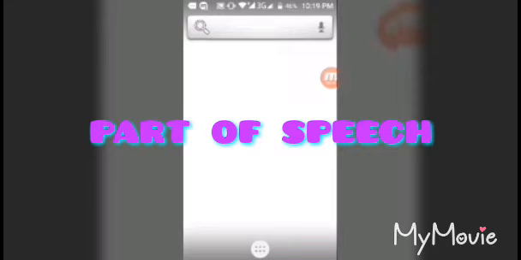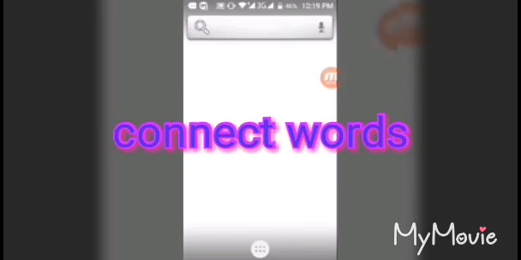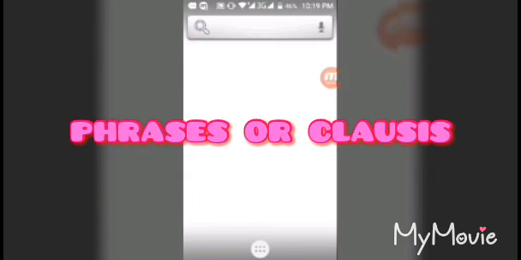Okay, let's get started. So guys, conjunction is a part of speech that connects words, phrases or clauses. So it is used to connect words, phrases, clauses or sentences.